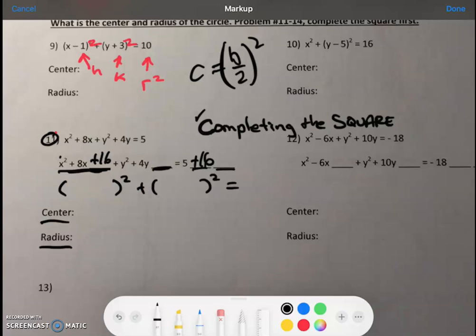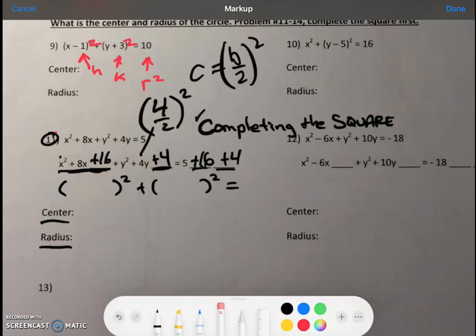What will just happen here is this creates a perfect square, and we'll get to that in a second. Now you look at the y values here. You've got y squared, 4y. If I take this b value 4 and then divide it by 2 and then square that, 4 divided by 2 is 2, and squaring that is plus 4. So we're going to add 4 here.